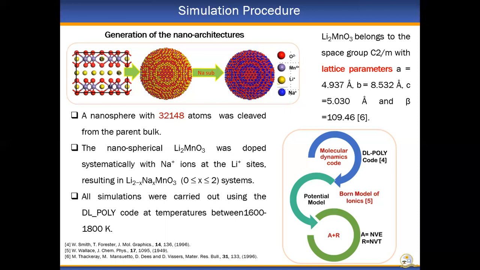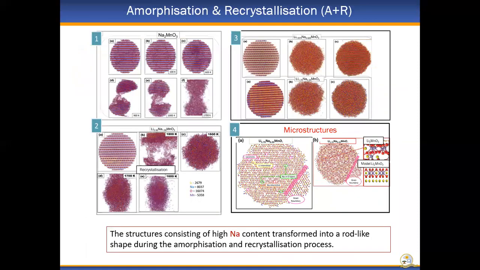the Li2MnO3 parent bulk. The cleaved sphere was then substituted with sodium ions on the lithium sites. This was done in order to achieve systems of different sodium and lithium content. The molecular graphics for the sodium substituted systems are illustrated in the slide, where figure 1 represents a structure consisting of 100% sodium. The structure was introduced to various temperatures in order to identify the temperature at which a total loss of long-range interactions will be reached.